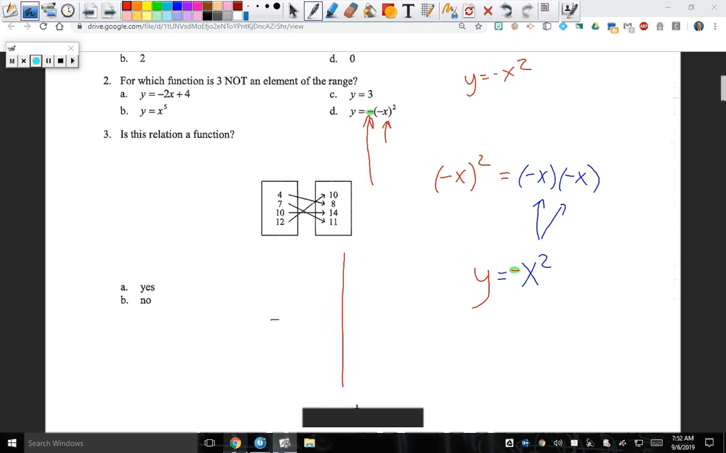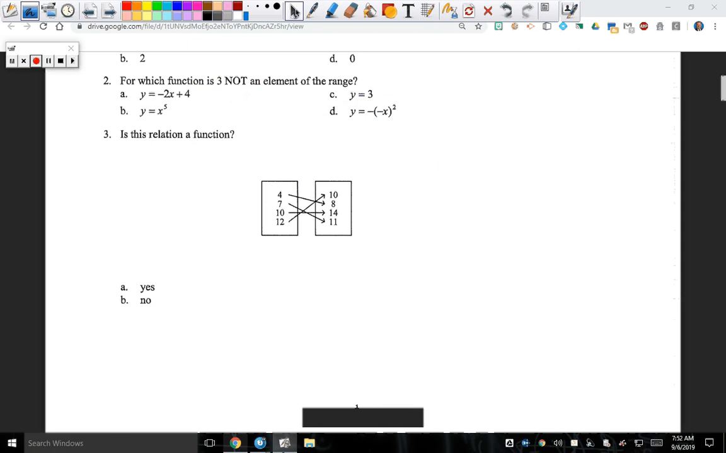Which is going to look like this shape right here going downward. So y equals 3 is way up here, and you see that it never crosses or even touches this graph. And we're looking for the not, so D would be the answer.